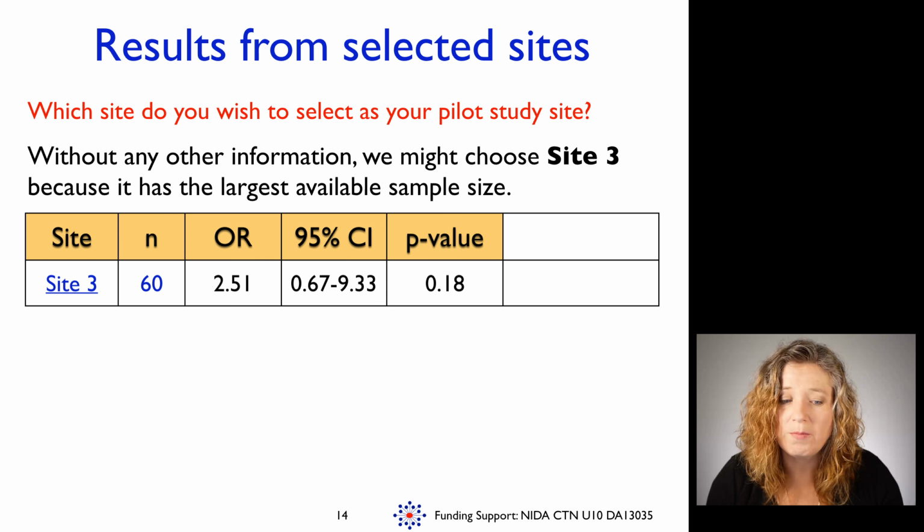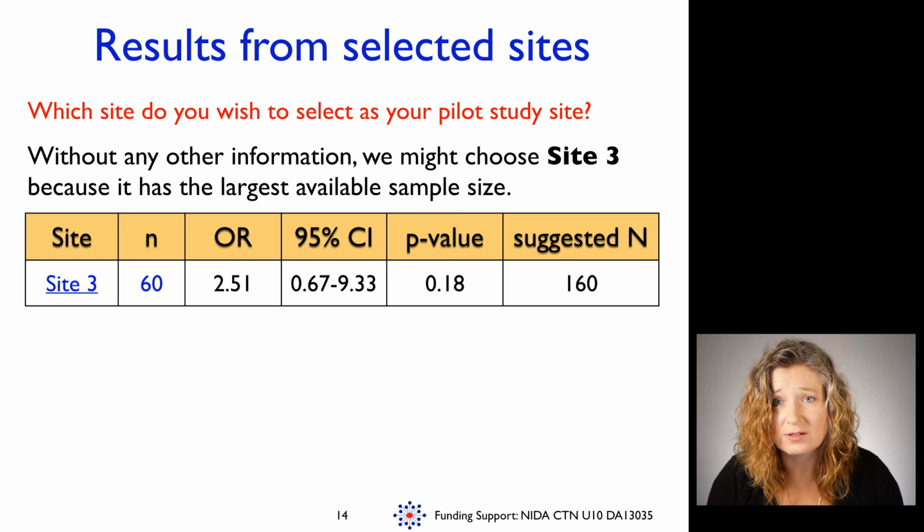So if we make the assumption that the large R01 will behave the same way as site 3. In other words, if we use the odds ratio of 2.51 to inform power computation for the large R01, it would suggest that in the large R01 we should have at least 160 subjects.